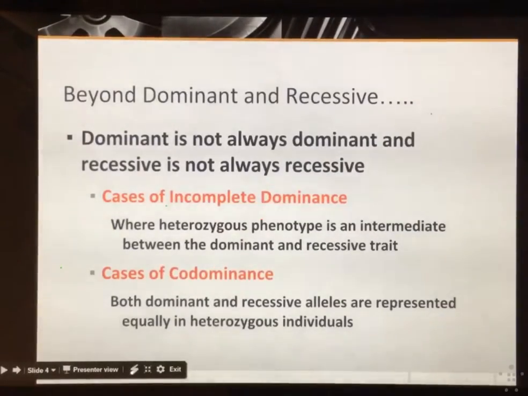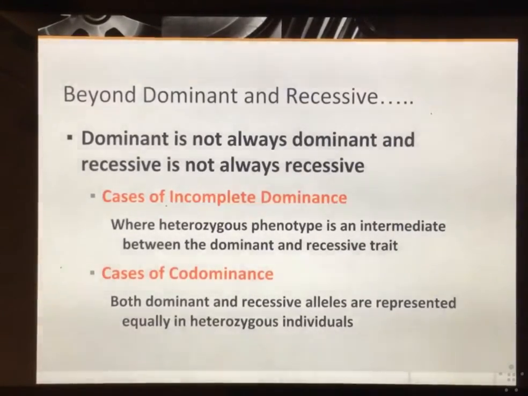Beyond the dominant and recessive, dominant is not always dominant and recessive is not always recessive. There are two different types of cases out there, one of which is called incomplete dominance, where heterozygous phenotypes, so if you had a dominant trait and a recessive trait, which technically are neither dominant nor recessive, but you had two different traits from two different parents, the phenotype is an intermediate between the dominant and the recessive trait. So think about that.